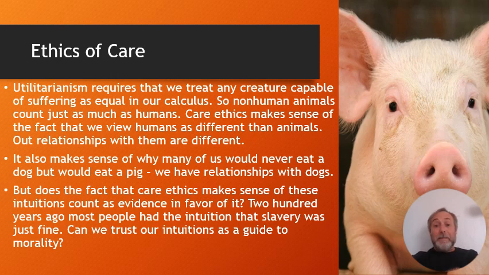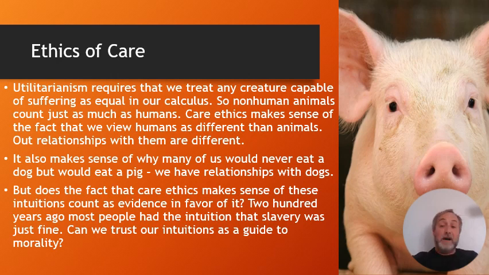But interestingly, some animals we do, right? We are very close to our dogs and our cats, right? We are much more empathetic with them. And that makes sense of why most of us would not eat a dog or a cat, but we might eat a pig, right? Most of us just don't have a close relationship with any pigs, right?